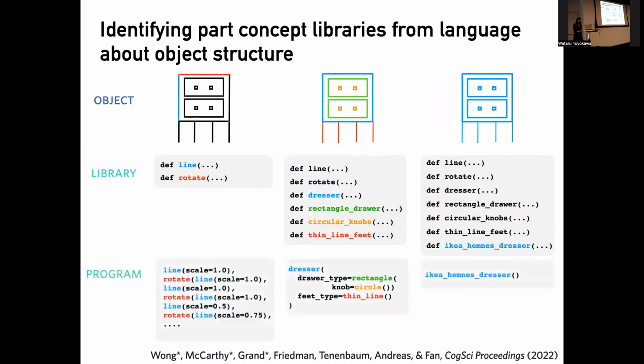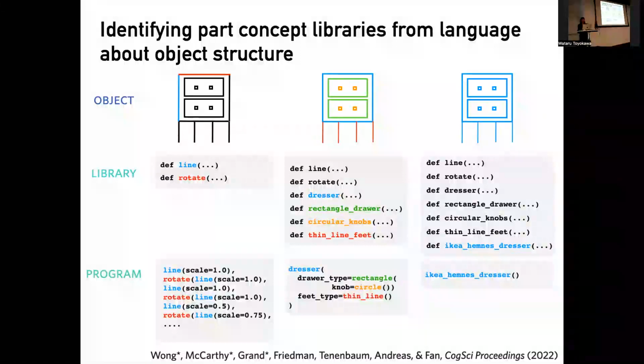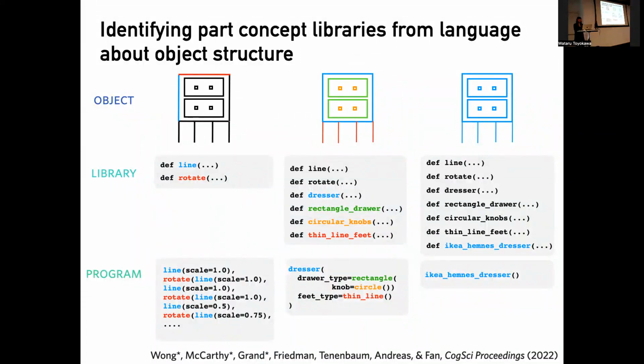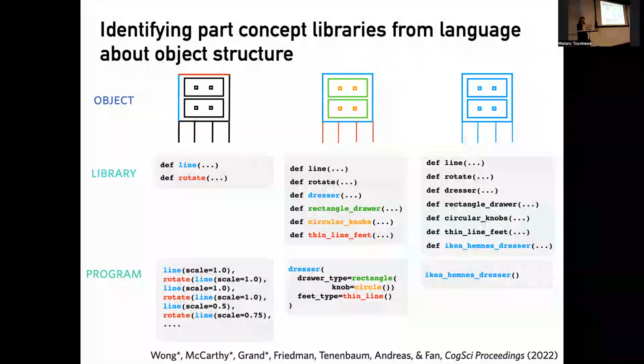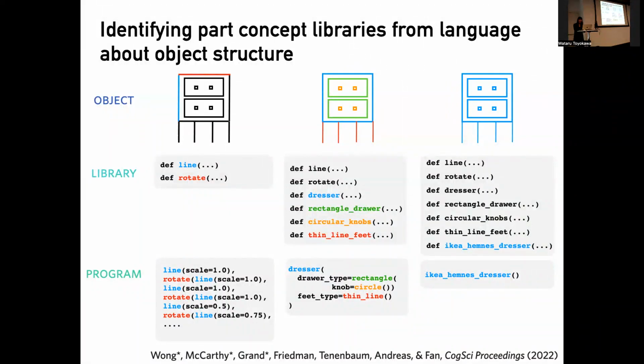And then programs that you can write with these libraries would also look different. So with the leftmost library, the programs are necessarily going to have to be quite long since you only have lines available to you. Those are the only moves that you can make. With the rightmost library, you can get away with a minimum length program that invokes just the IKEA Hemnes dresser function. And for the library of moderate complexity, you're looking at programs written at a moderate level of abstraction. For example, the dresser function can be parameterized with arguments to tell you about its distinctive properties, like how many drawers it has and what kind of knobs, and so on.